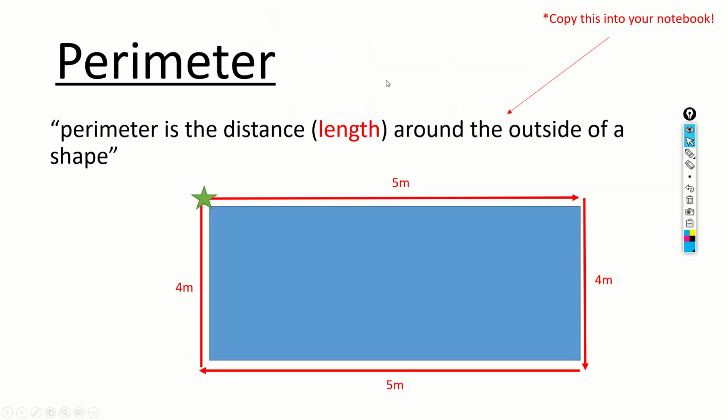You can pause the video here and write this definition into your book also. Perimeter is the distance or length around the outside of a two-dimensional shape. Here's an example. This is a rectangle. One strategy is just to start from a particular corner and go all the way around the outside, adding them up. So 5 plus 4 plus 5 plus 4 until you get back to the start. Adding that all up, we get 18 meters. Make sure with any measurement problem that you always include the units. If we're in meters here, then our final answer has to be given in meters.